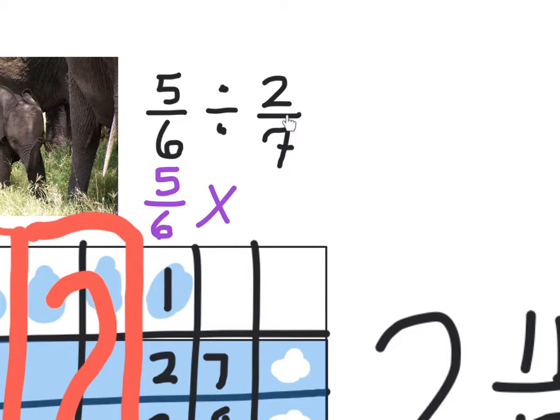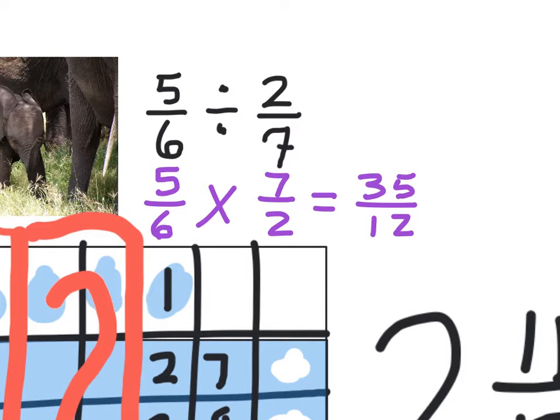Reciprocal means I flip this upside down. So the 2 will go on the bottom, right? And the 7 will go up on top. And that is multiplying the reciprocal. And then you just multiply like normal, right? So 5 times 7 is going to give me 35, right? And then 2 times 6, actually 6 times 2, right, is going to give me 12, right?